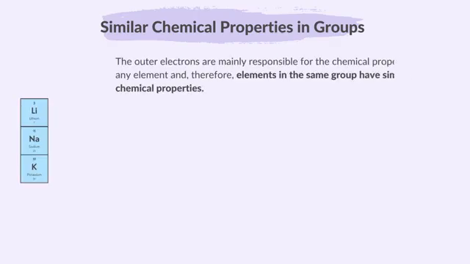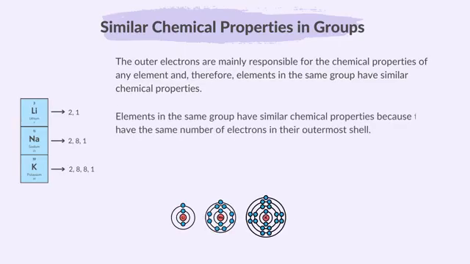Next, similar properties in group elements. The outer electrons are mainly responsible for the chemical properties of any element, and therefore elements in the same group have similar chemical properties. This is because they have the same number of electrons in their outermost shell.